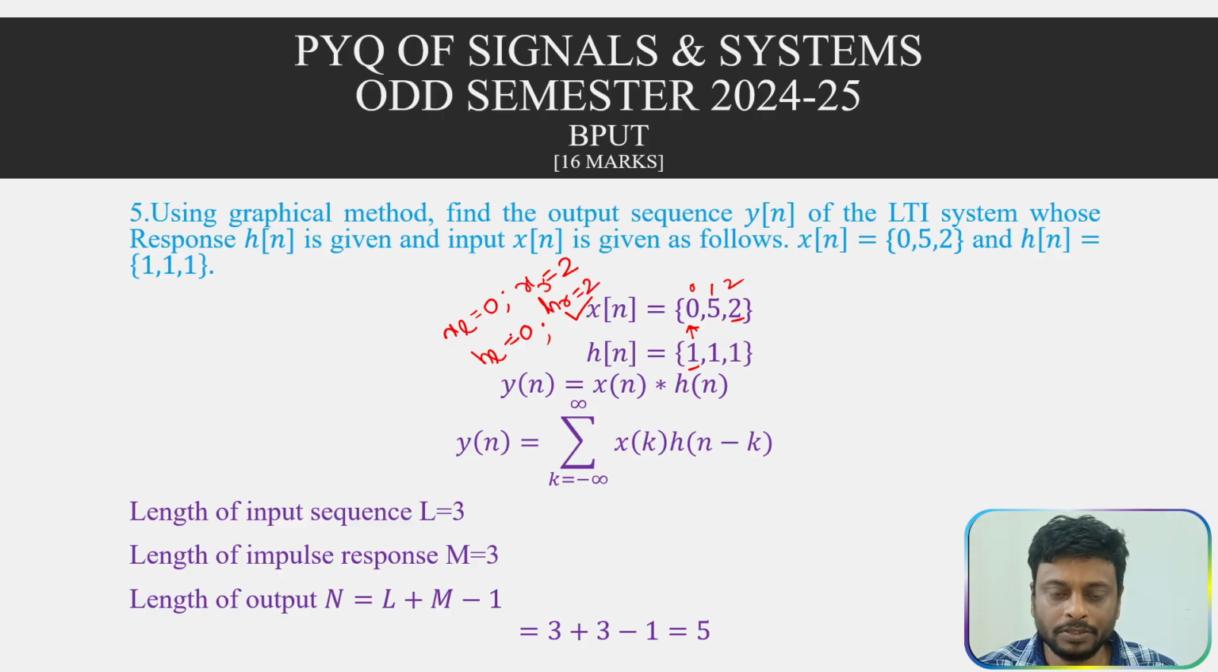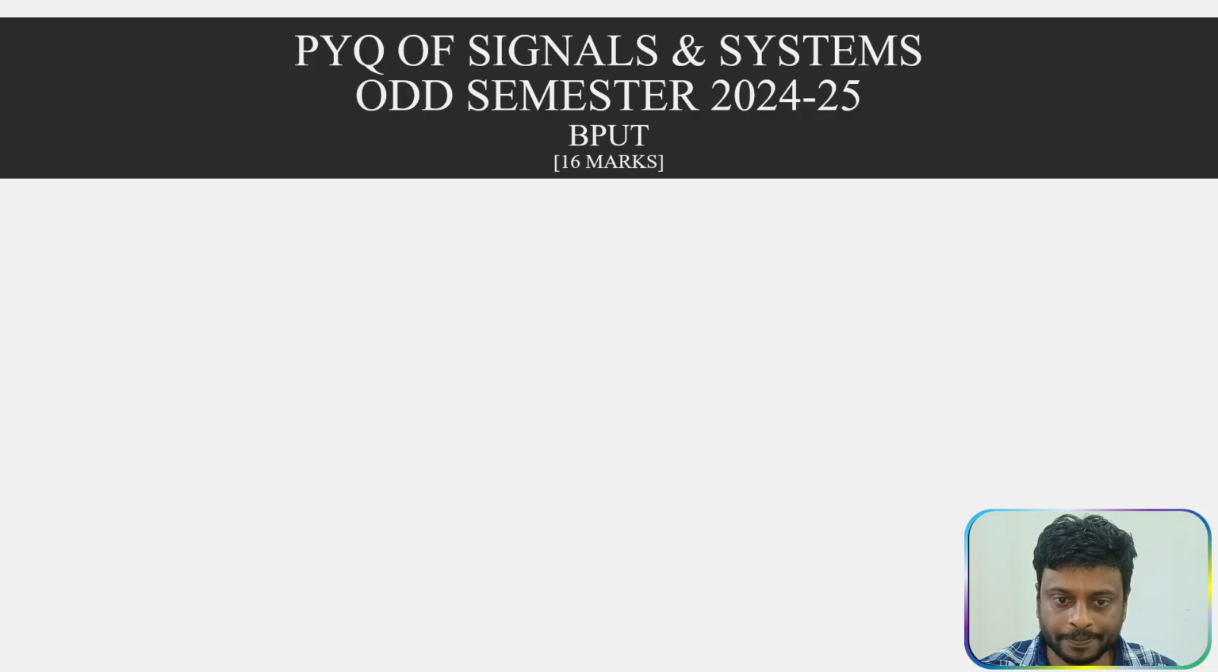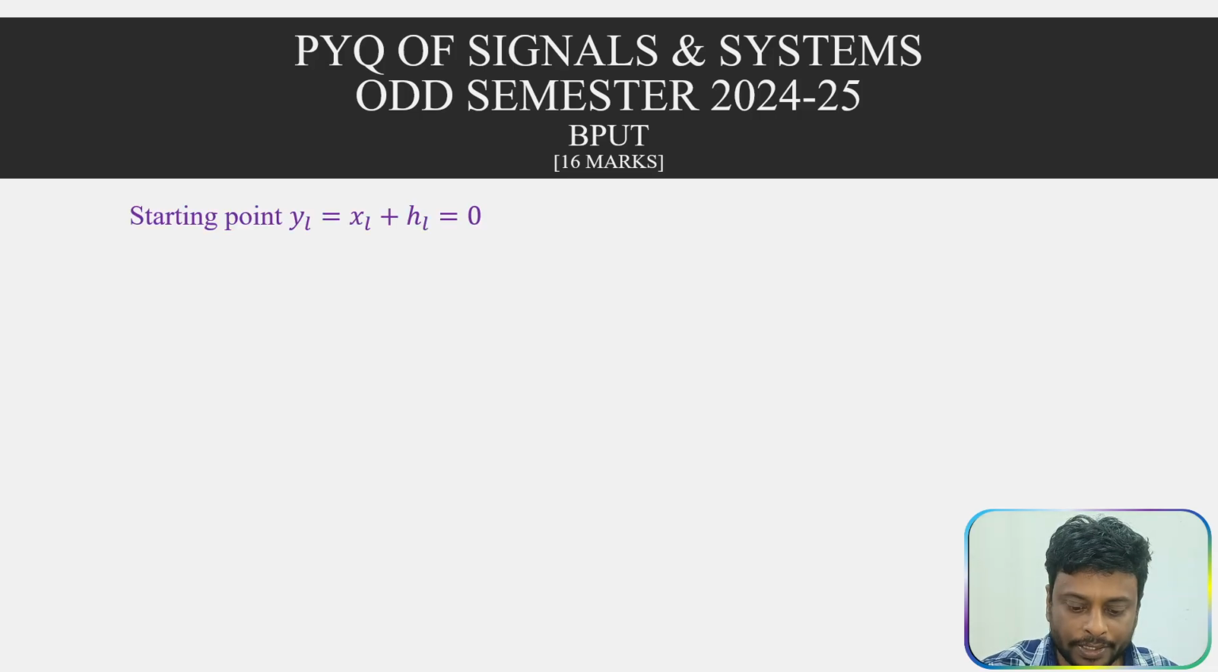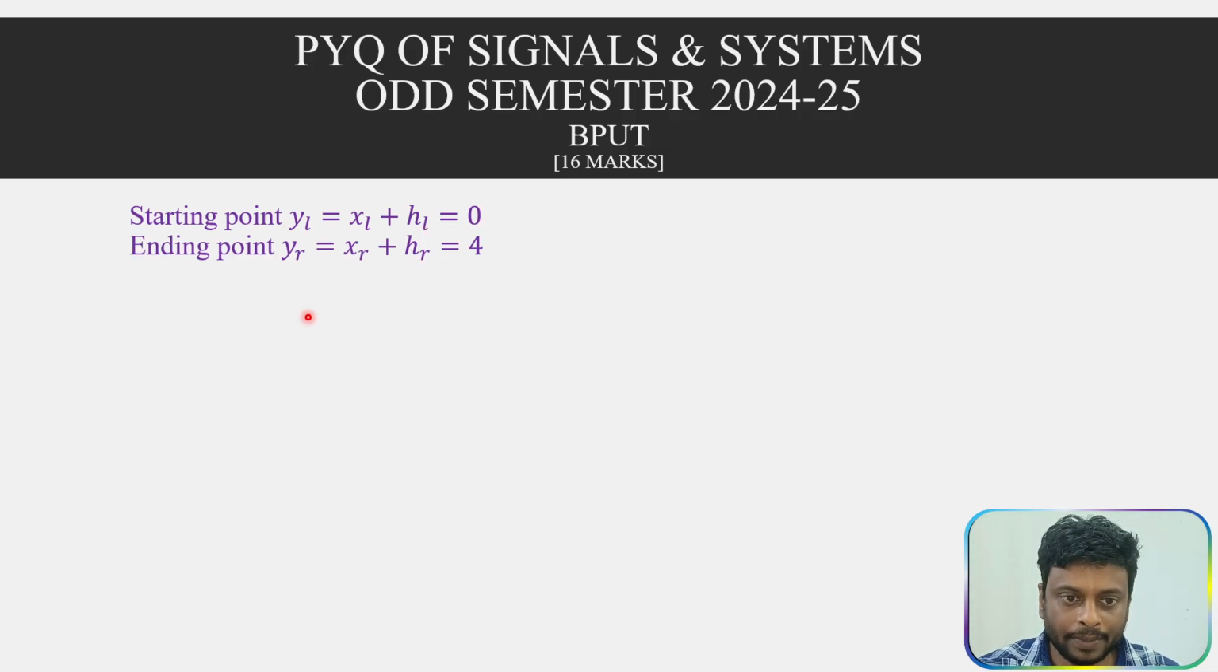Okay. So based on this, we will calculate the starting point and ending point of the output sequence. So the starting point is y of L equal to x of L plus h of L. So x of L equal to 0, h of L is also 0. So 0 plus 0 will be 0. Similarly, the ending point y of R will be x of R plus h of R. So x of R is 2, h of R equal to 2, so that is 4. Okay. So the starting point is 0 and the ending point is 4. So the total number of samples here is 5.